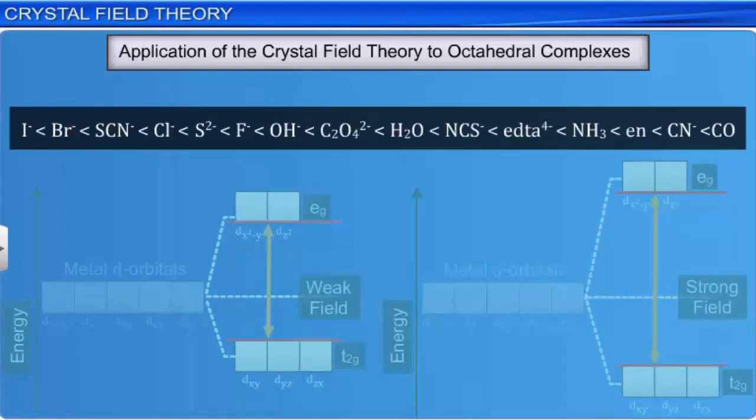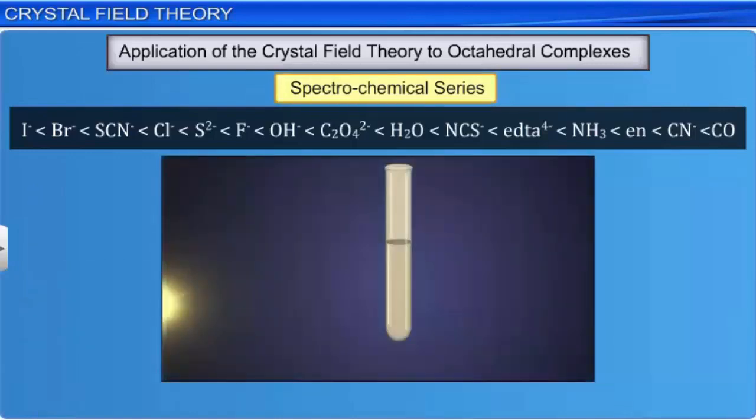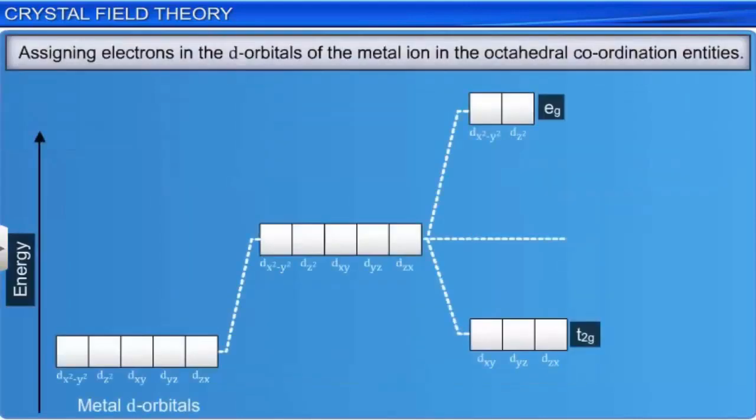So this series is called what? Spectrochemical series. The spectrochemical series is derived on the basis of the absorption of light by various chemicals in the presence of light.